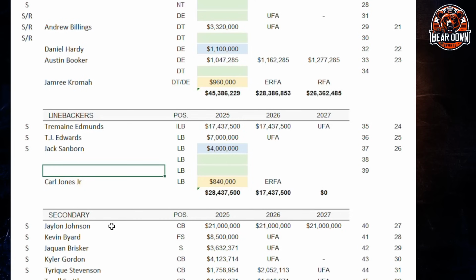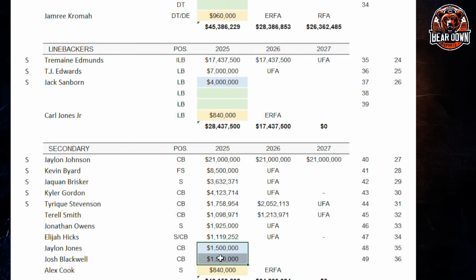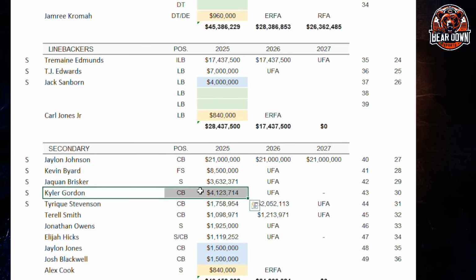Then here's our secondary. Jalen Jones, Josh Blackwell, both exclusive rights free agents. Go ahead and sign them for their minimums. Well, for whatever we have to match them at. And I would absolutely do that with both of them. Josh Blackwell, the backup nickel behind Kyler Gordon. And I do think Kyler Gordon will get an extension. Part of that $8 million that's left could go towards him with a couple million this year to extend him, and then $13 million on average from here on out.